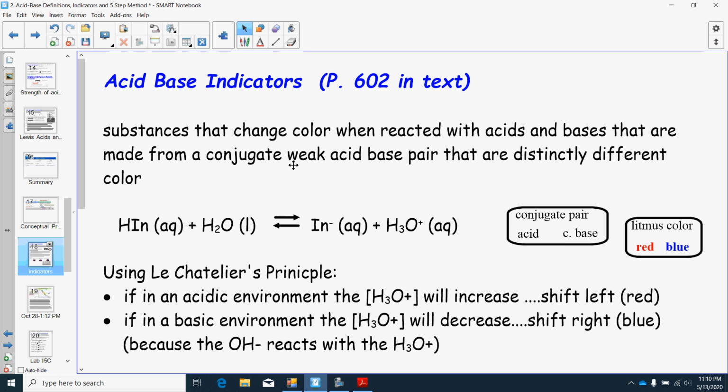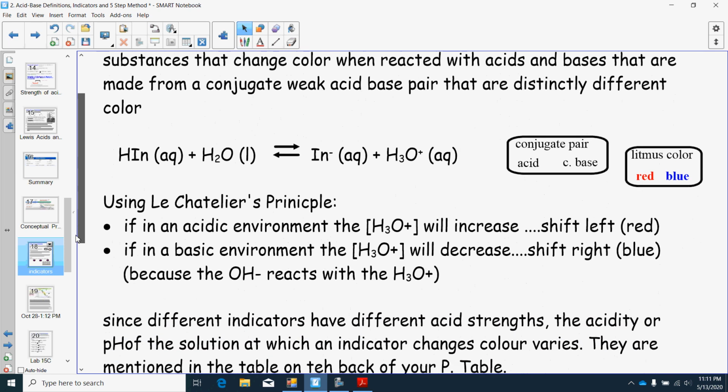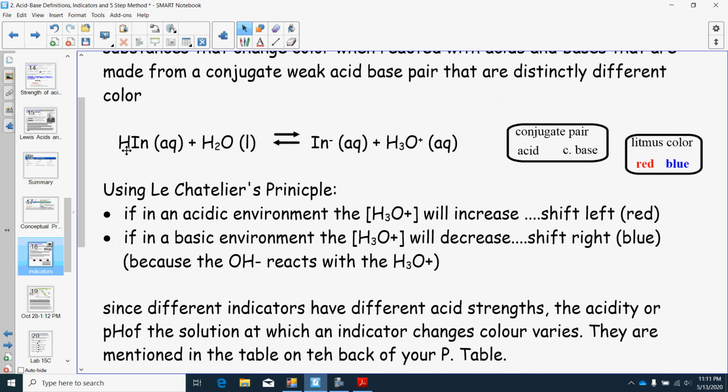These are substances that change color when reacted with acids and bases, made from a conjugate weak acid-base pair that are distinctly different colors. So some of our Bronsted-Lowry acid-base pairs, an acid and its conjugate base or a base and its conjugate acid, some of these pairs differ in color. And so when it's in its acid form, it's one color, and when it's in its conjugate base form, it's a different color. Here is just a very generalized equation we use for indicators. In for the indicator, H to tell us that it's in its acid form, right? Because it's going to be the donor of H.